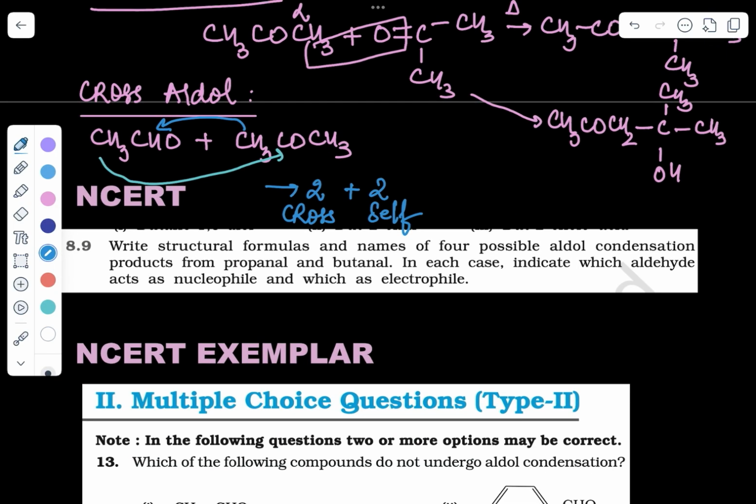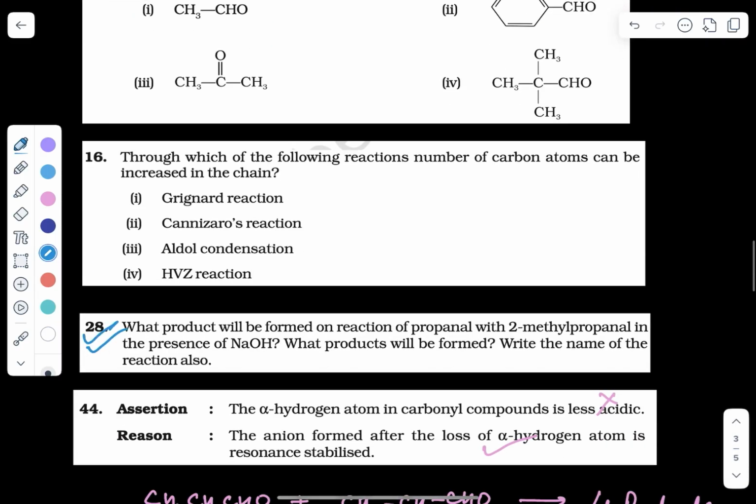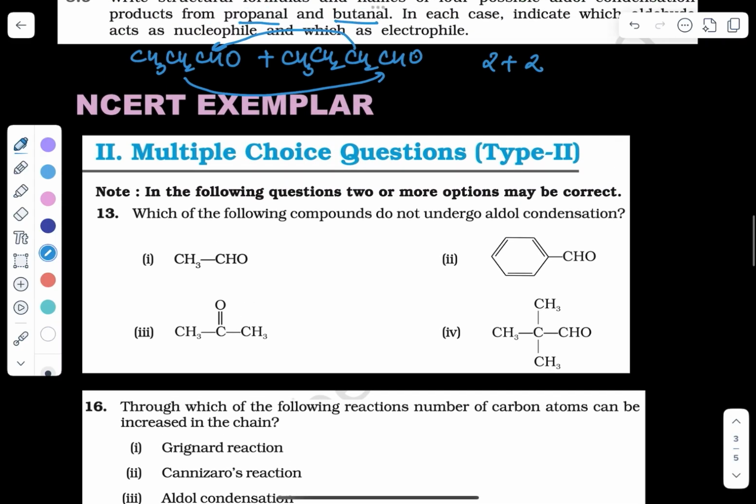So these are some of the questions which are given in NCERT. Here in this case, propanol and butanol are given. It means a total of 4 products will be formed, 2 cross and 2 self. All right, and enolate is a nucleophile.